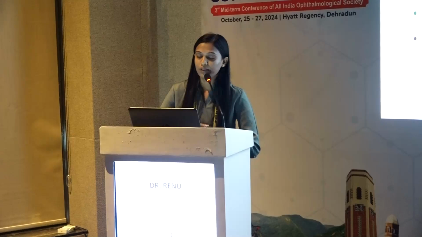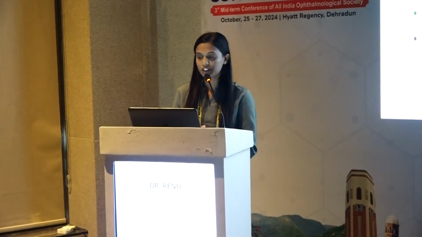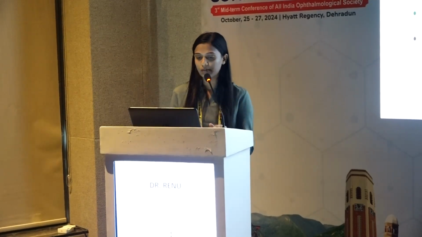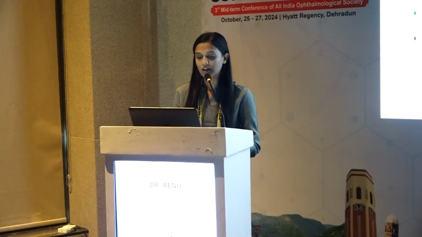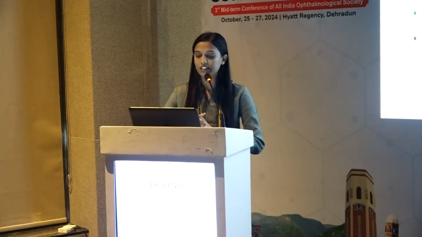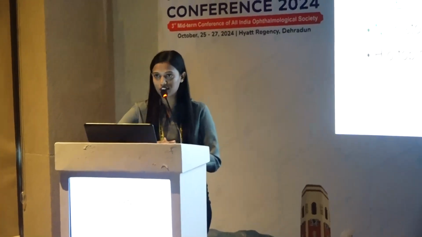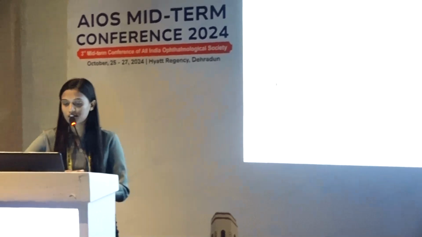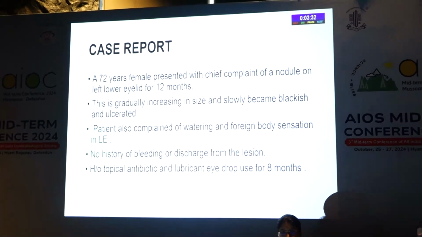So the case report is a 72-year-old female who presented with a chief complaint of a nodule on the left lower eyelid for almost 12 months, which was gradually increasing in size and slowly became blackish and ulcerated. The patient also complained of watering and foreign body sensation in the left eye without any history of bleeding or discharge from the lesion. There is a history of topical antibiotic and lubricant eye drop use for almost 8 months.